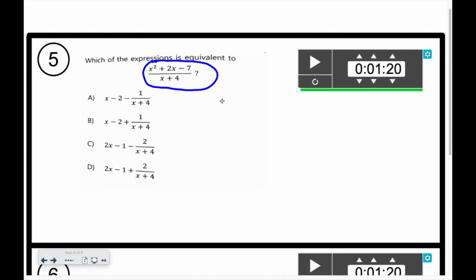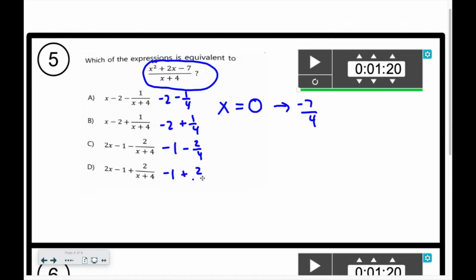I'm going to choose my own value. I'm going to choose x to be 0. And when I plug in 0 to this expression, I get -7/4. And then I'm going to plug in 0 to each of these. So in this one, I get -2 minus 1/4, right? So all the x's just go to 0. Here I get -2 plus 1/4. Here I get -1 minus 2/4. And here I get -1 plus 2/4.